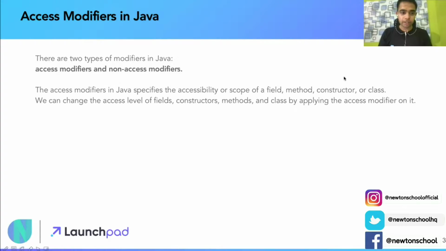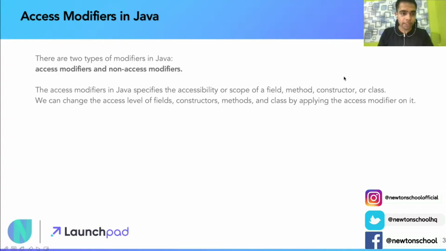Let's start with the basic thing. What is an access modifier? Anything that defines the accessibility or scope of a field. What do I mean by accessibility and scope? कोई भी मेथड, कोई भी कंस्ट्रक्टर, कोई भी वेरिएबल, कोई भी क्लास कहाँ पे वो एक्सेसिबल है, किस पॉइंट पे मैं उसे एक्सेस कर सकता हूँ, किस पॉइंट पे उसे एक्सेस नहीं कर सकता, जो उसका स्कोप ऑफ फील्ड है, that is defined by the access modifier.